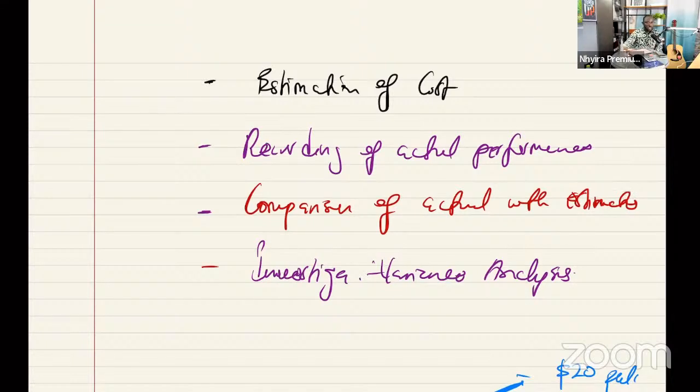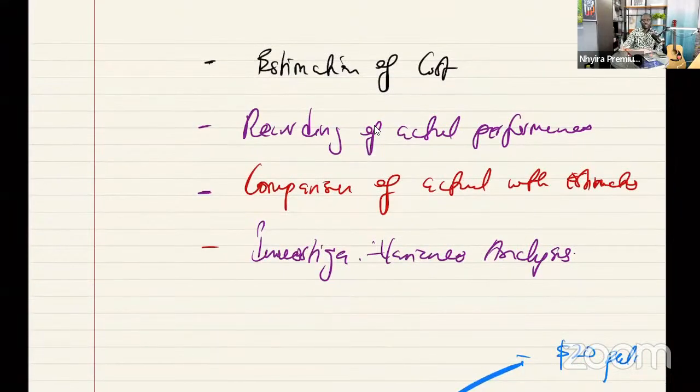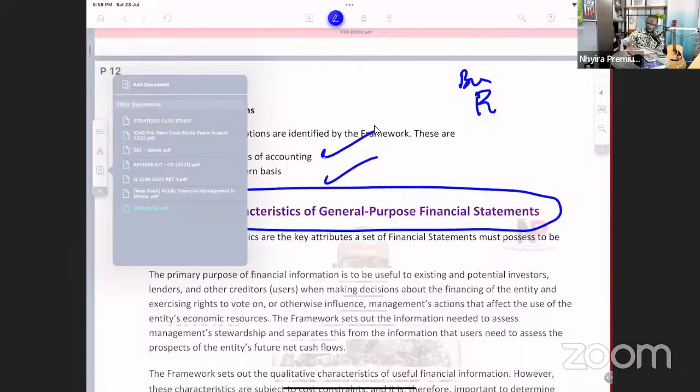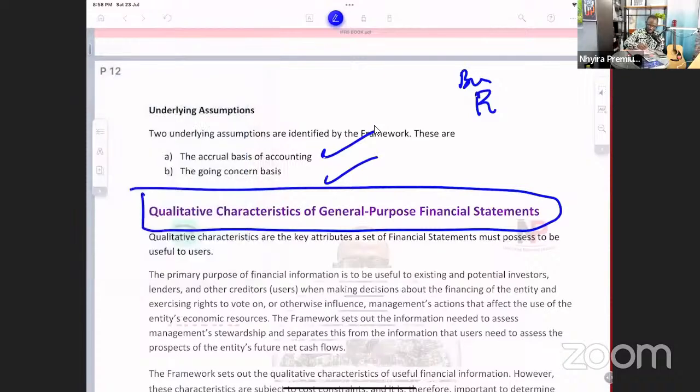So let me know if, oh, I meant accounting standard setting process. Oh, okay, so you're talking about the accounting standard setting process. Okay. Let me bring my slide on that.